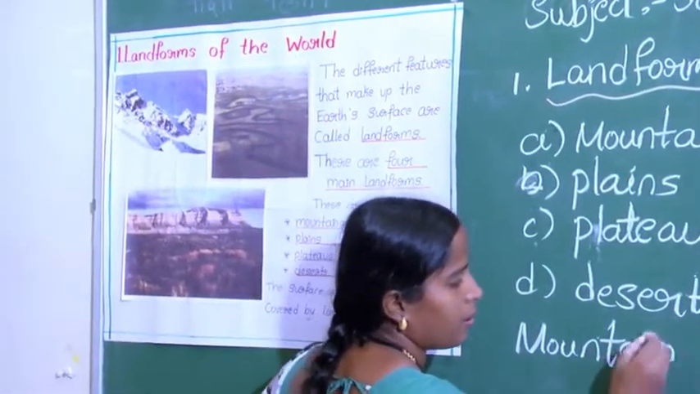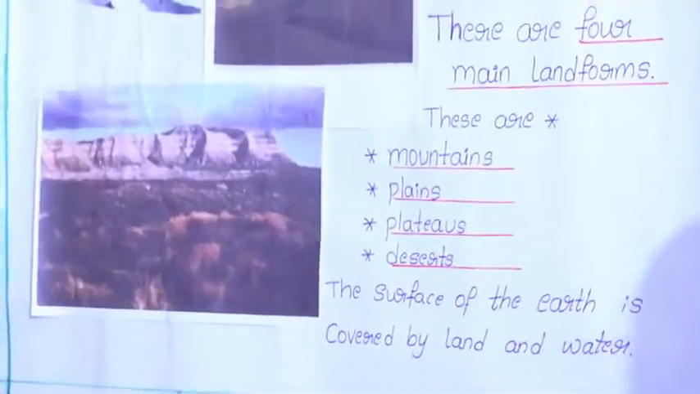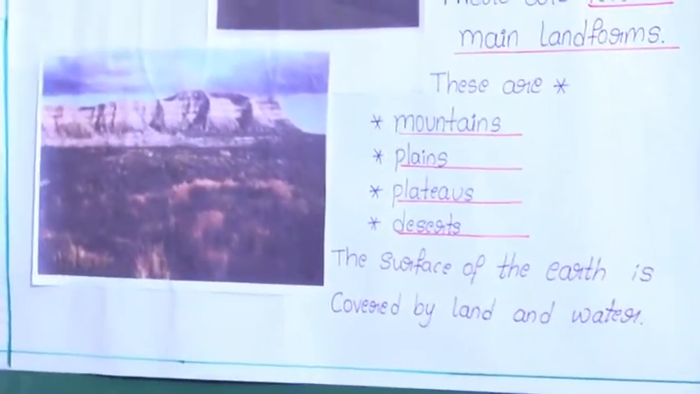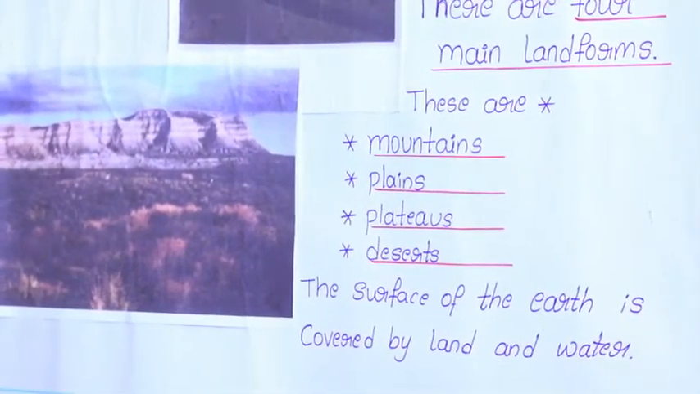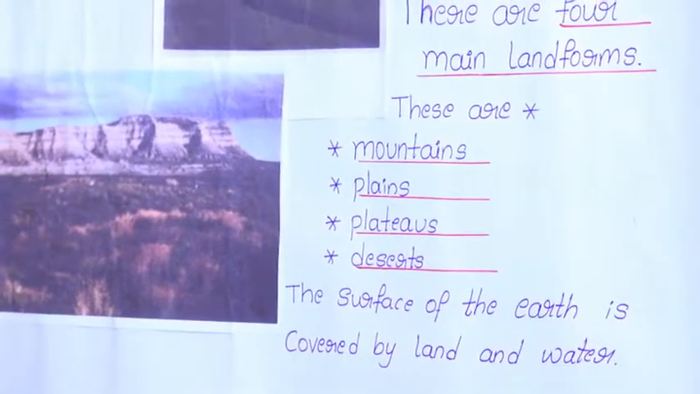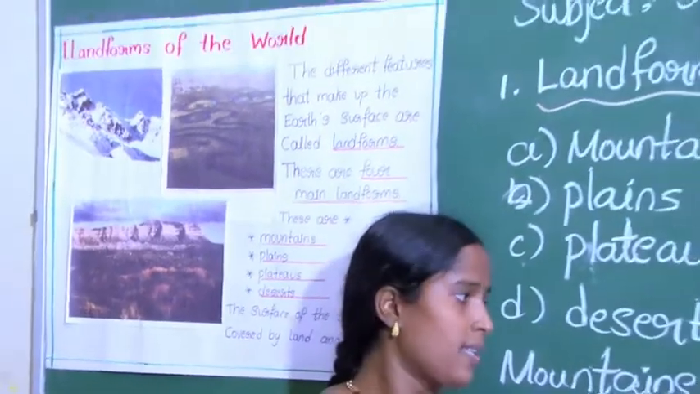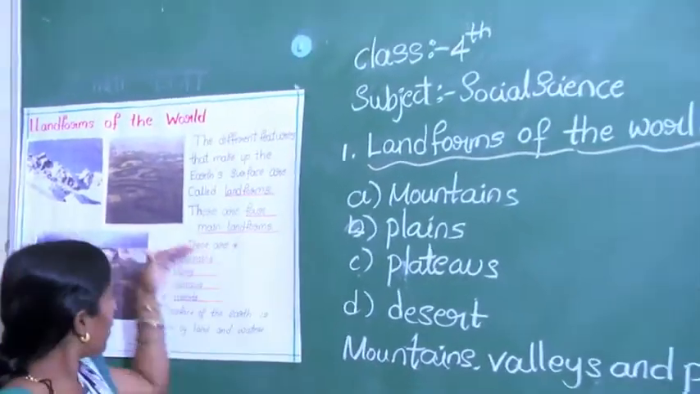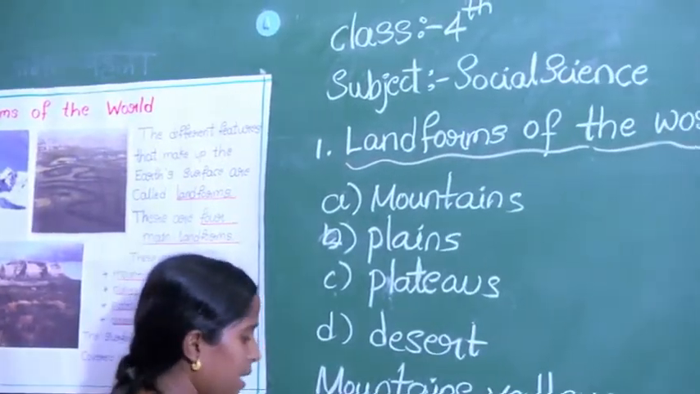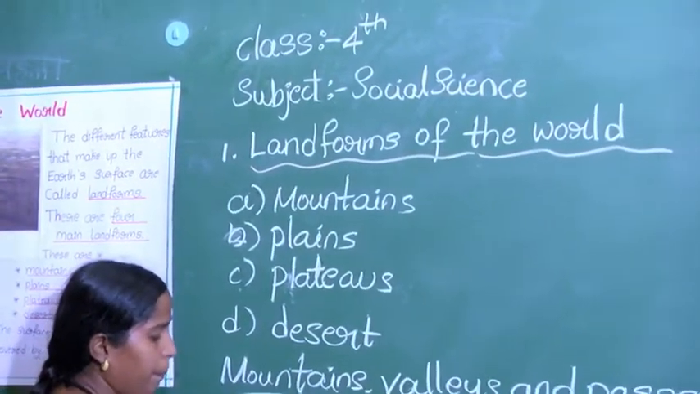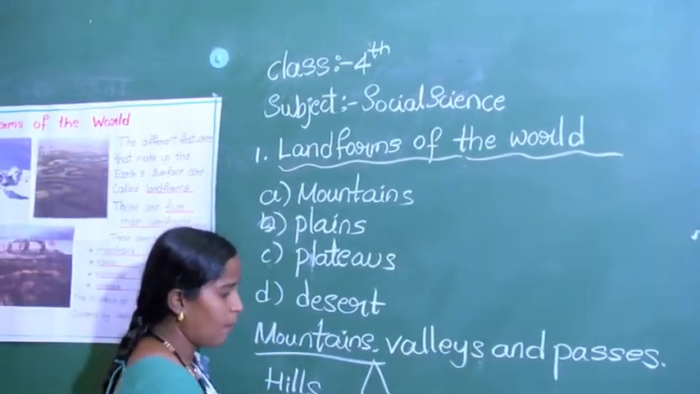Mountains, valleys, and passes. Mountains and hills are two rocky masses that rise higher from the surroundings. Mountains and hills are two rocky places. Mountains are very high. We can see the mountains.